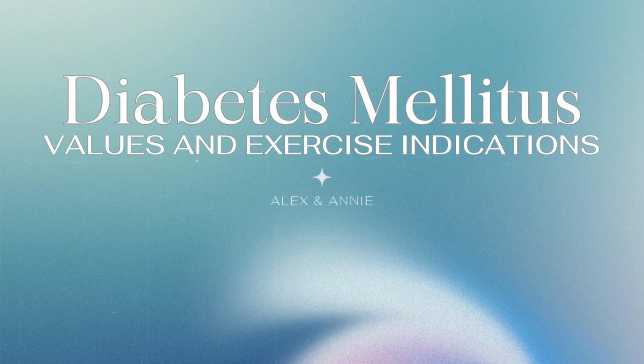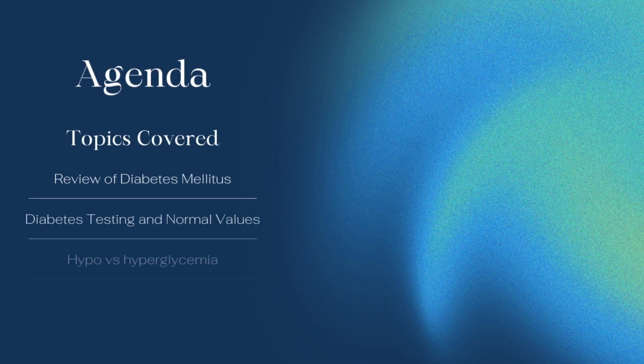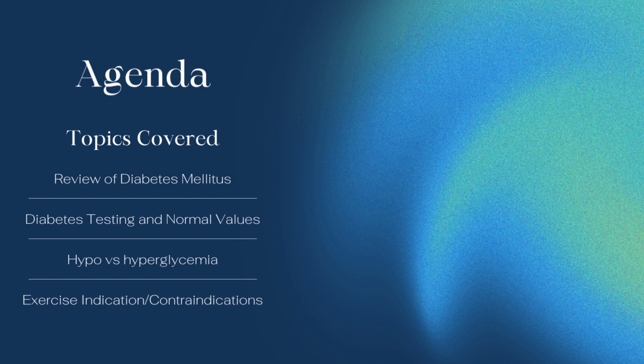Today we're going to be talking about diabetes mellitus and the values and exercise indications related to diabetes. So first we will talk about just what is diabetes, then we'll talk about the testing and normal values, the difference between hypo and hyperglycemia, and then the exercise indication and contraindications.